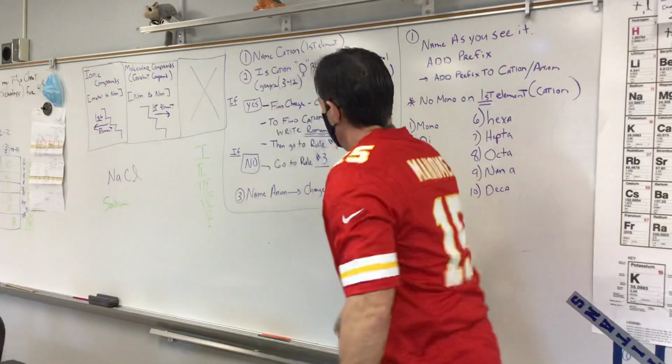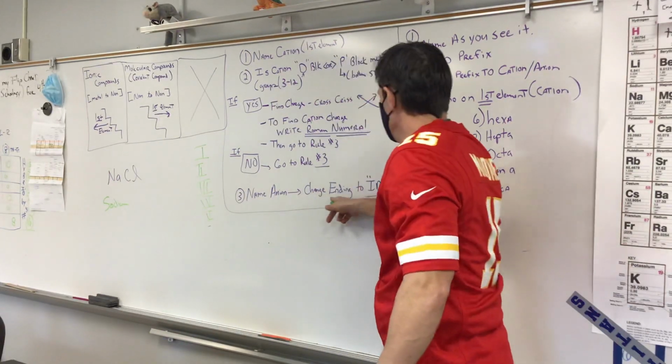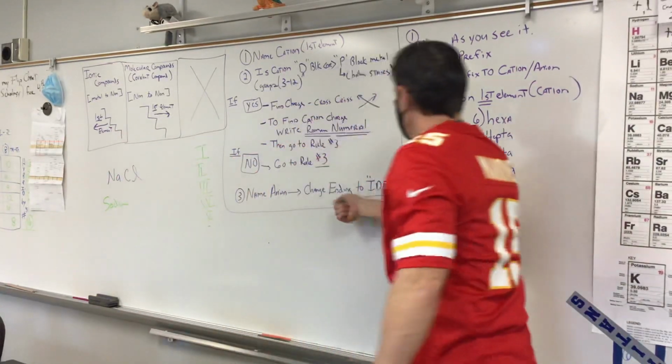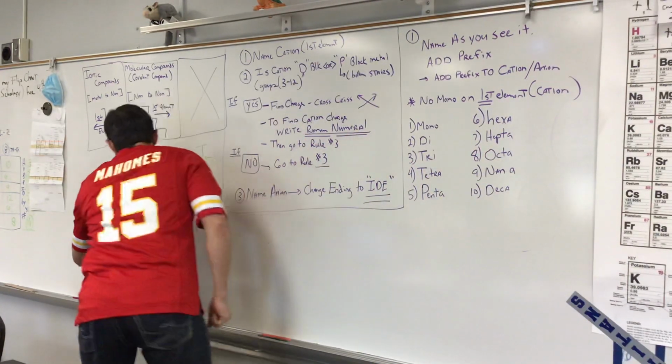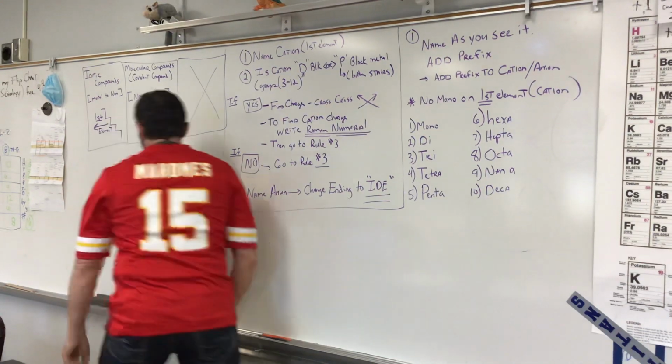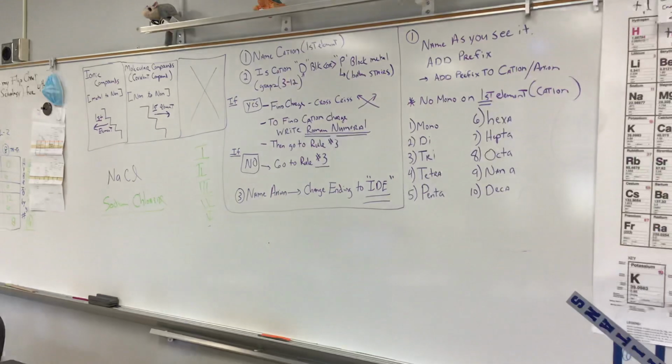Anion's taken care of. Part 3 says to name the anion. So the anion is chlorine, and all I have to do is change the ending to -ide. So chlorine would go to chloride. Done. That's all there was to it. Now, that's an easy one, and they're not all like that, but that's an obvious one. Sodium chloride.